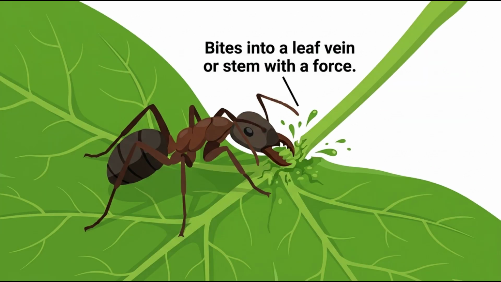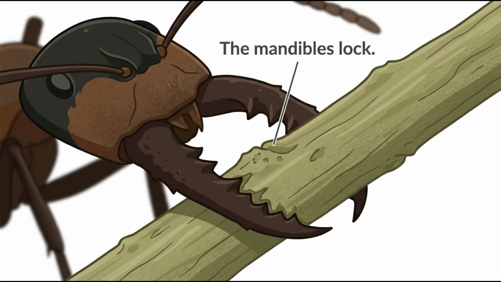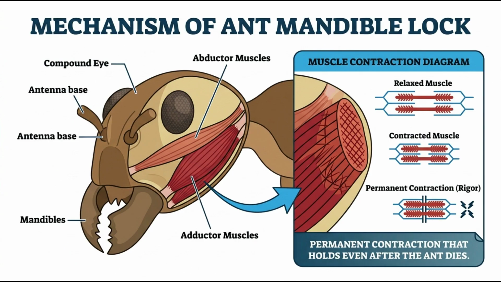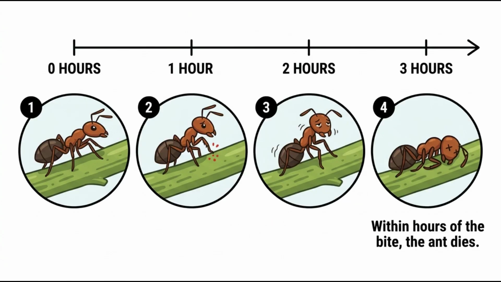When the ant reaches the correct location, it bites into a leaf vein or stem with a force and position that is consistent across thousands of documented cases. The mandibles lock. The muscles controlling them go into a permanent contraction that holds even after the ant dies. The ant cannot release the bite. This is the death grip. And within hours of the bite, the ant dies.